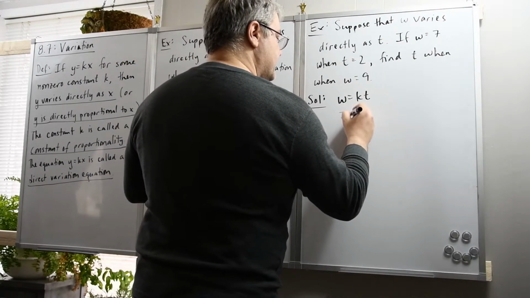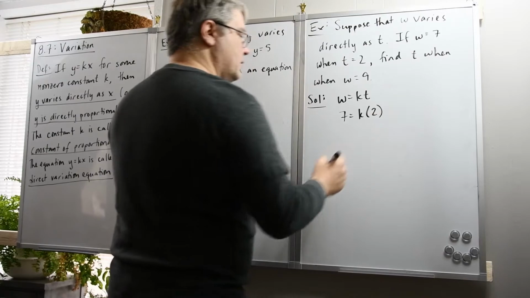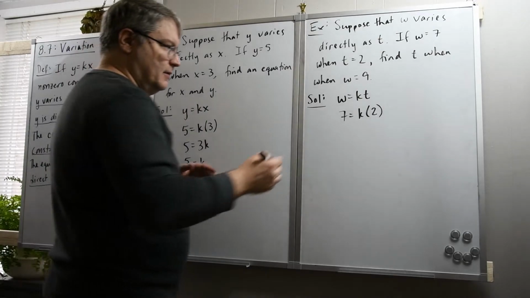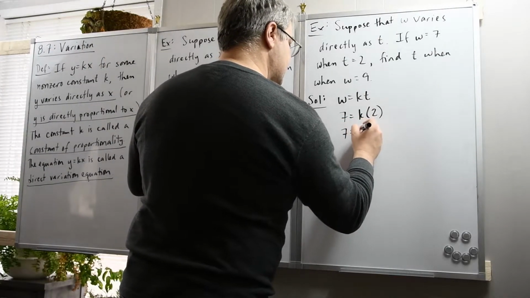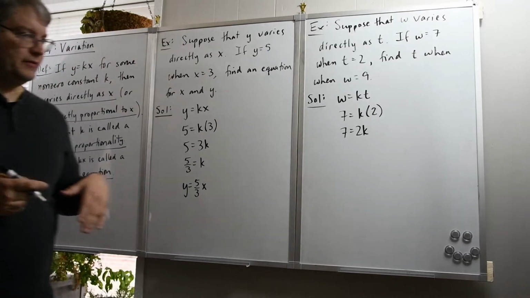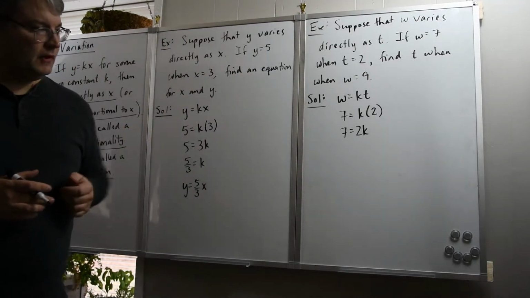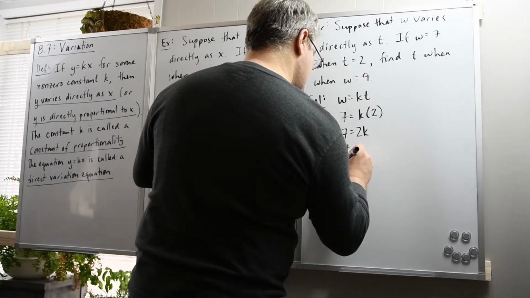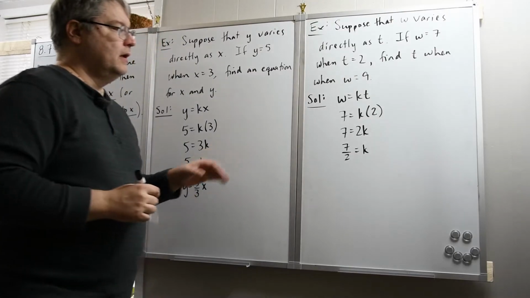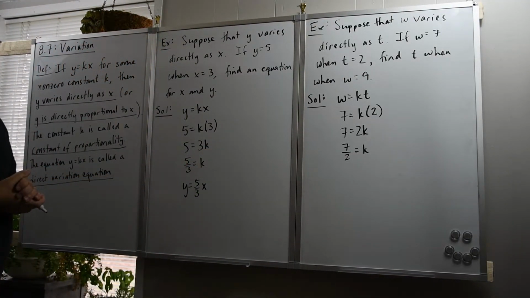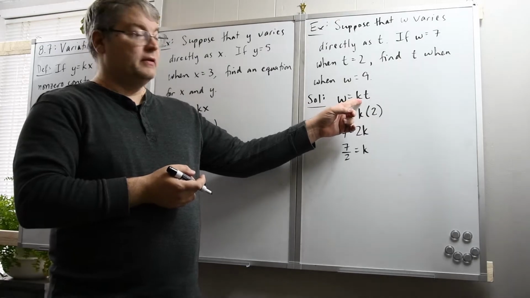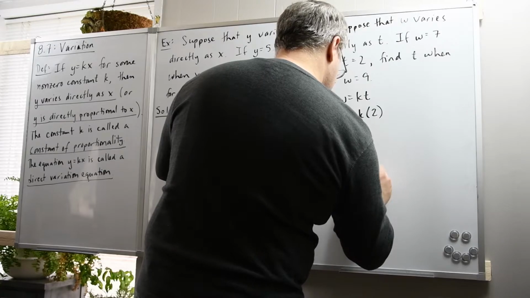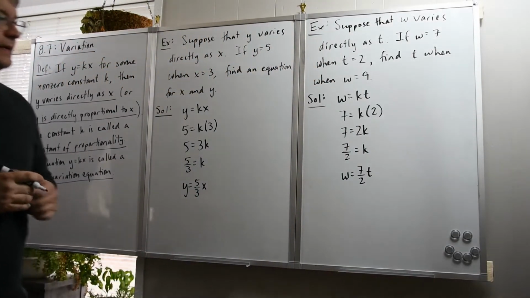So we'll have 7 plugged in for w, we'll have 2 plugged in for t, and perhaps you would prefer to have the right side written as 2k, that's fine. So if we have 7 is equal to 2k, we would divide both sides of this equation by 2, and we get k is equal to 7/2. So from this, we know that k is 7/2 now. We can plug the 7/2 in for k, and get our specific equation, which is going to be w is equal to 7/2 t.